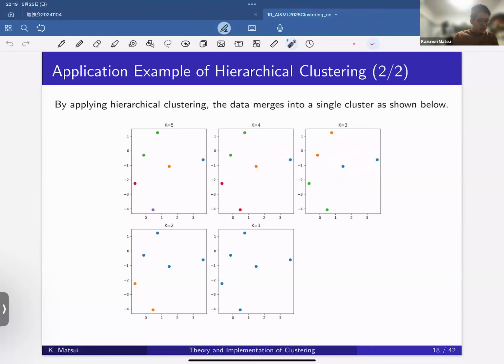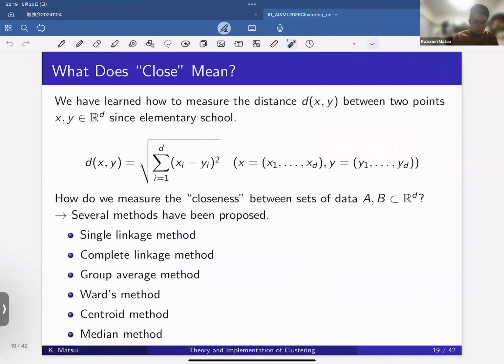This is about what we mean by close. We have been learning about the distance between two points since elementary school.